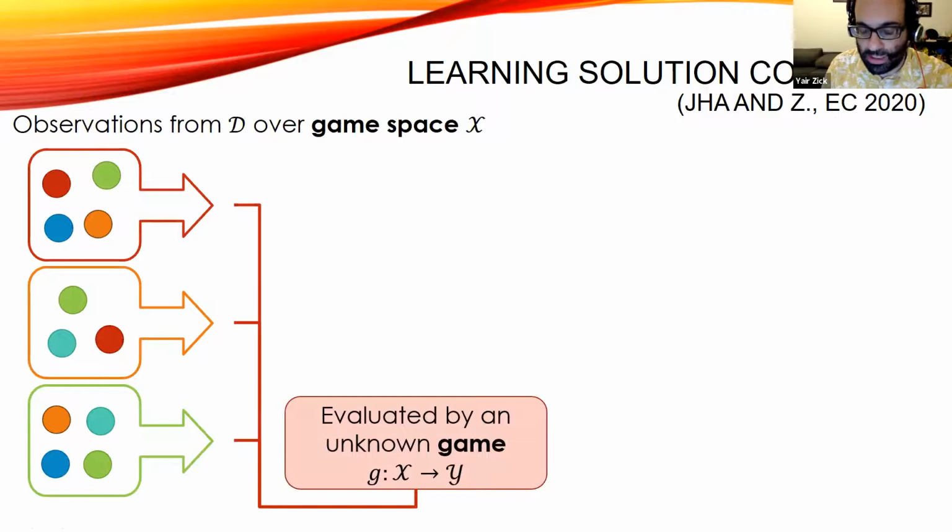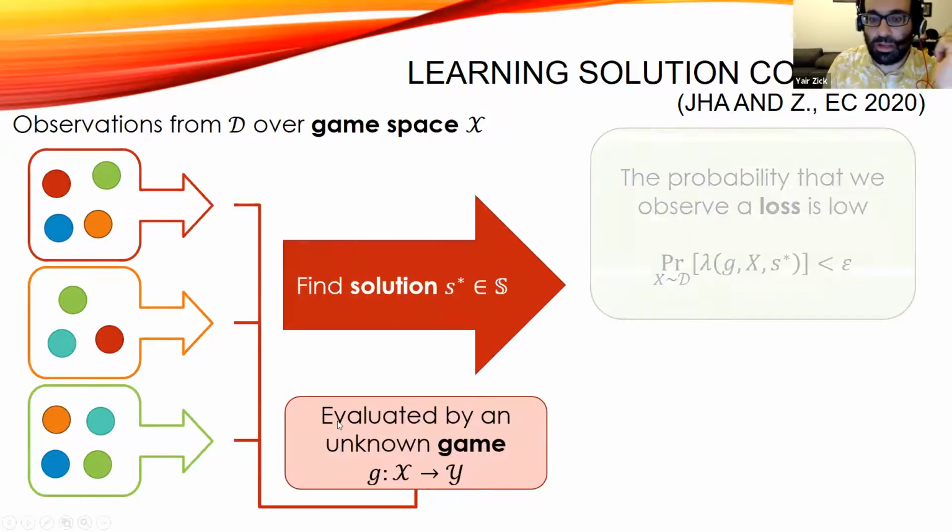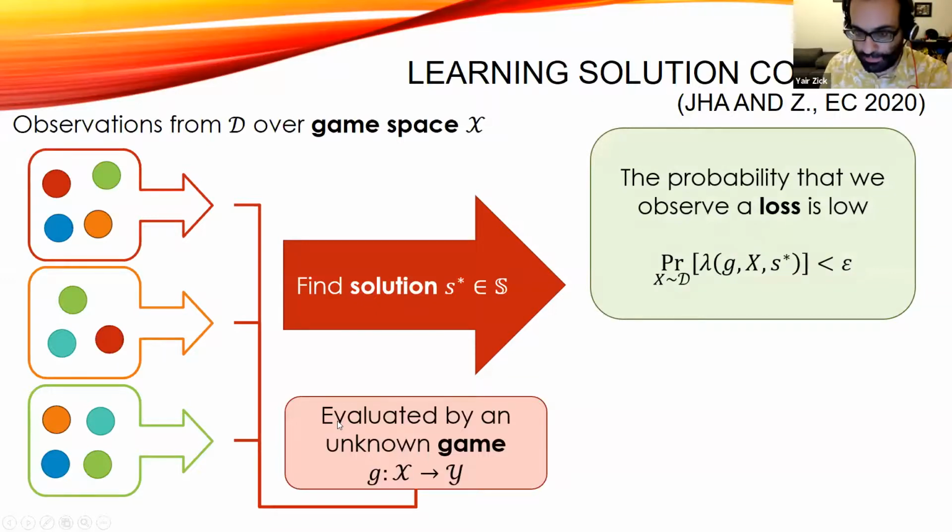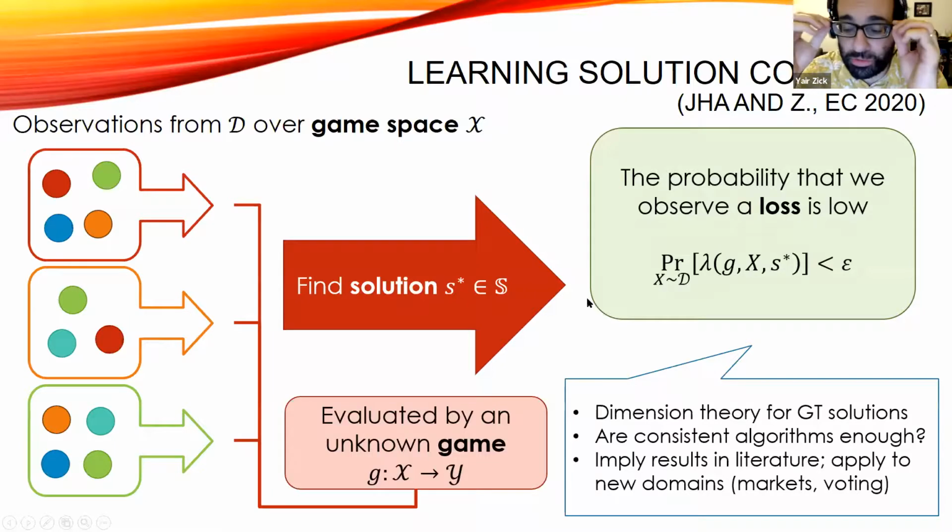For transferable utility cooperative games, the observations were over subsets of players, and the mapping was a value for each subset in R, like Y equals R here. But for hedonic games, it was a list of values in R, one for each player in the set. So it could be many different things. You want to find a solution in an abstract solution space S, and you have this loss function lambda that just says that the probability that we observe a loss is low.